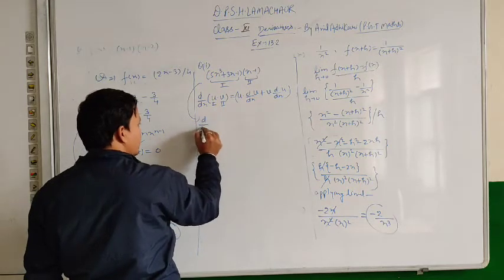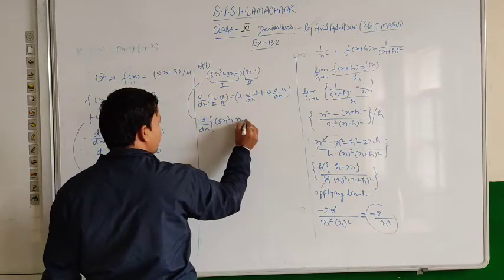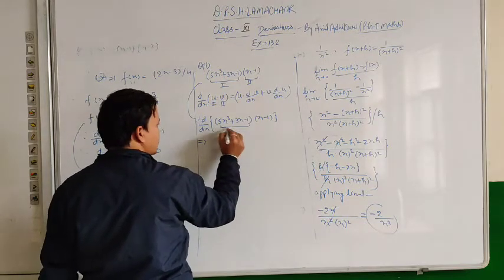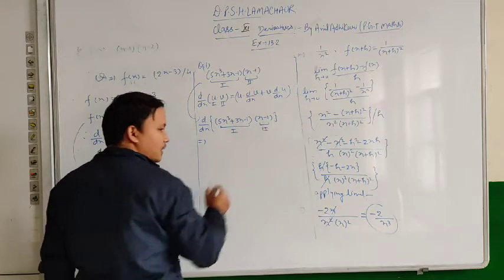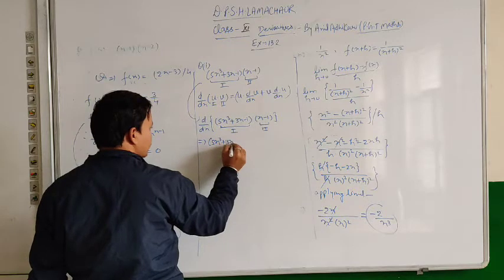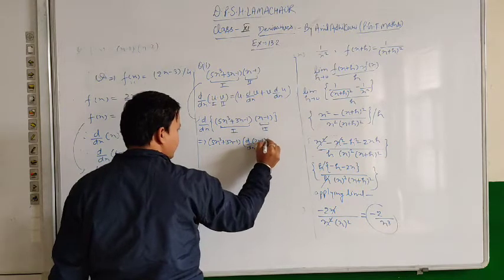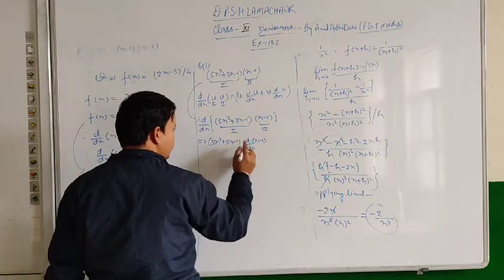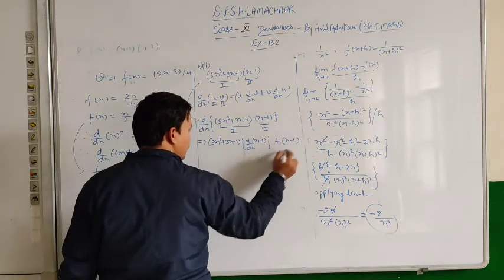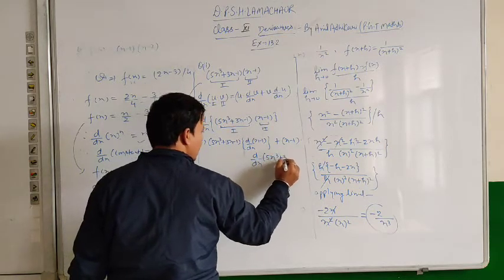So d by dx of (5x cube plus 3x minus 1) into (x minus 1) is equal to, let it be the first and let it be the second function. Now use the product rule. So first function, into d by dx of second, which is x minus 1, plus second function into d by dx of first, which is 5x cube plus 3x minus 1.